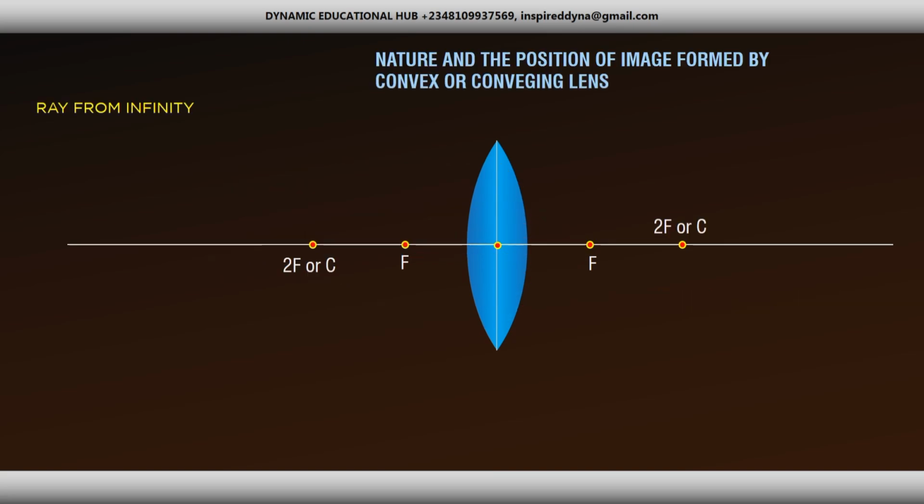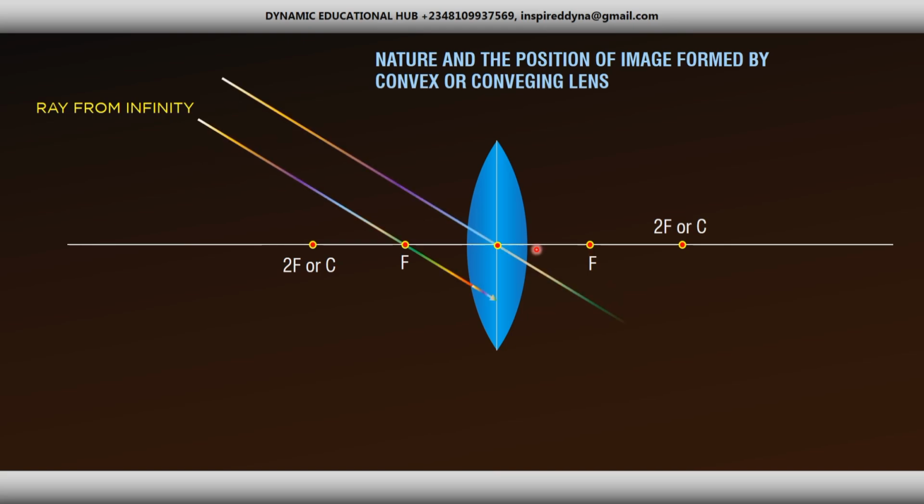Now let's observe the nature of the image formed by converging lens. This is where you need to be careful. Convex lens is called converging lens. Concave mirror is called converging mirror because it is converging the ray of light. Convex lens is called converging lens because it is converging the ray of light. Any ray of light that is coming here will converge towards the other side, which is towards the focal point here.